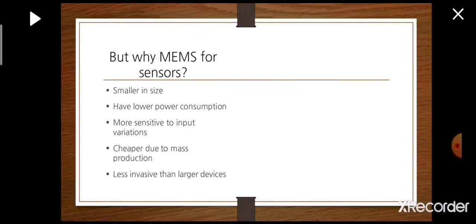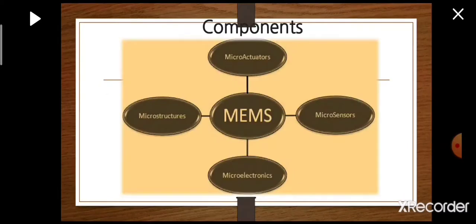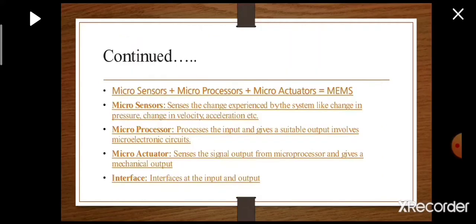So next, why MEMS for sensors? It is because they are smaller in size, have lower power consumption, and are more sensitive to input variations. They are also cheaper due to mass production, and less invasive than larger devices. So what are its components? The main components are microactuators, microsensors, microelectronics, and microstructures.